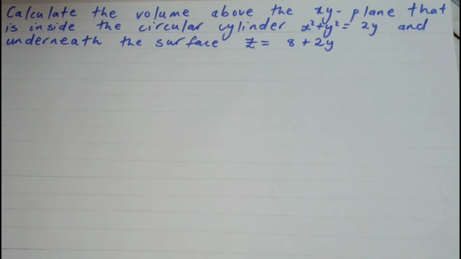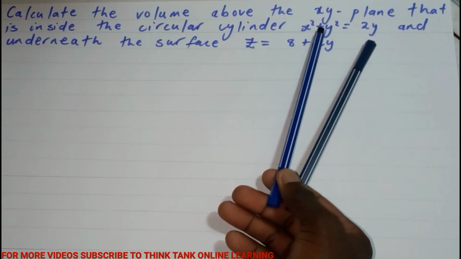In this video, I want to calculate the volume above the xy plane that is inside the circular cylinder x squared plus y squared equals 2y, and underneath the surface z equals 8 plus 2y. So I want to find volumes in space. If you're given a problem like this, you should know that this is a circle. All you need to do is find the radius of this circle.